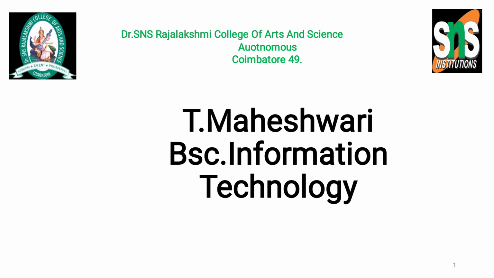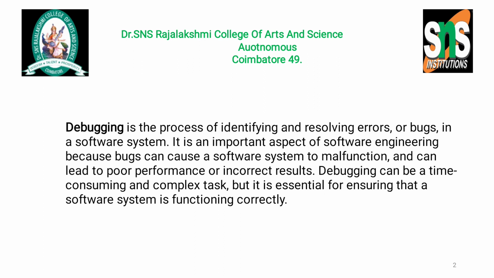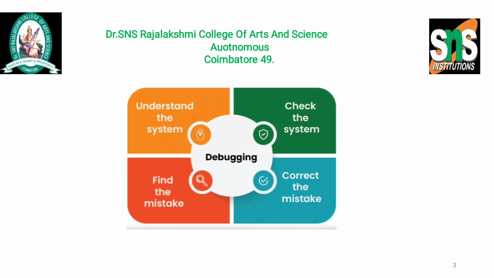Now I am going to speak about debugging in software engineering. Debugging is a very important process which describes the process of identifying and resolving errors or bugs in a software system. It is an important aspect of software engineering because bugs can cause a software system to malfunction and can lead to poor performance or incorrect results. Debugging can be a time-consuming and complex task, but it is essential for ensuring that the software system is functioning correctly or not. So, debugging helps to identify the working status of the currently developed software applications.